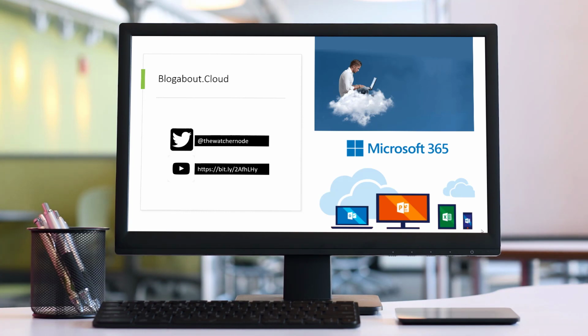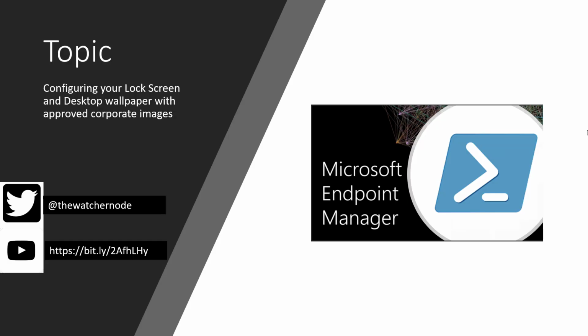So basically in these YouTube videos we'll be looking at multiple different Microsoft technologies where I can look at assisting you in some of the most usual things and maybe unusual things that you may come across within your daily life. And in today's video I'm going to show you how to configure your Windows 10 devices via Microsoft Endpoint Manager with approved corporate lock screen and desktop backgrounds. Now let's fire up the Microsoft Endpoint Manager dashboard and start configuring your environment.